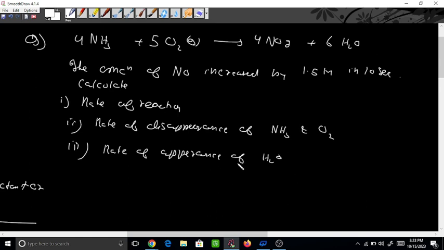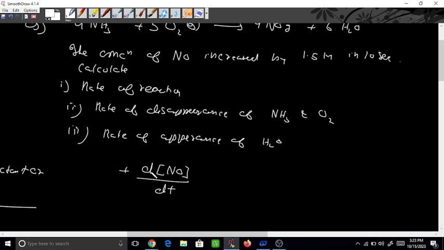Okay, fine. So they have given the rate of formation of NO. How much? 1.5 molar in 10 seconds. So basically it is dNO by dt, which they have given. They have given positive dNO by dt.